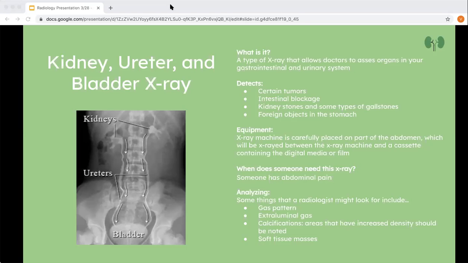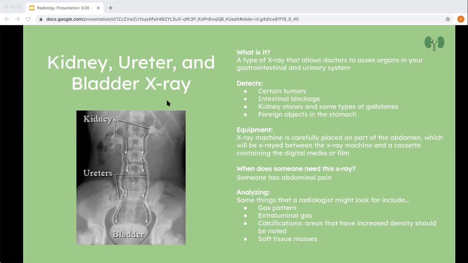Your body takes nutrients from food and converts it into energy, which leaves waste products. The urinary system helps to eliminate the liquid waste. The kidneys remove liquid waste from the blood, balance substances in the blood, and also regulate blood pressure. The ureters carry the waste from the kidneys to the bladder, and the bladder holds the waste. Moving on, this type of X-ray can detect certain tumors, intestinal blockage, and kidney stones.